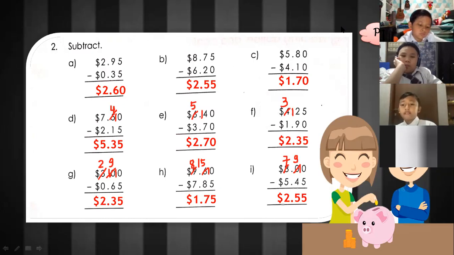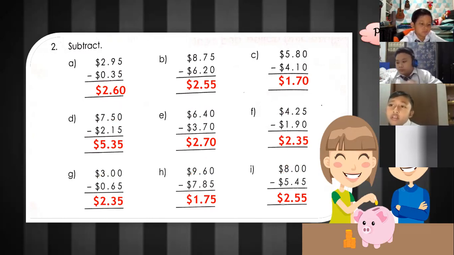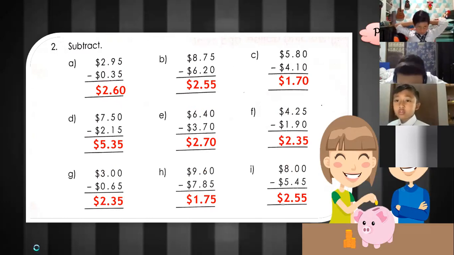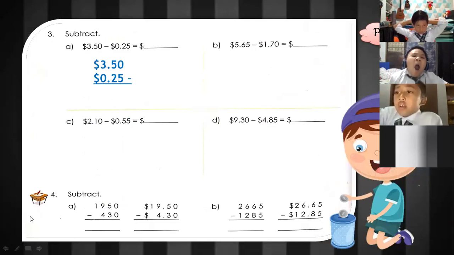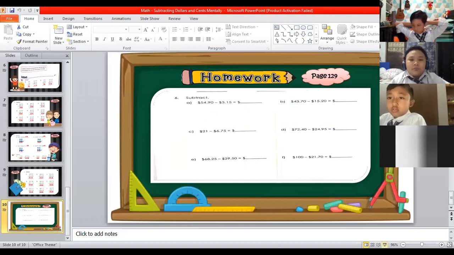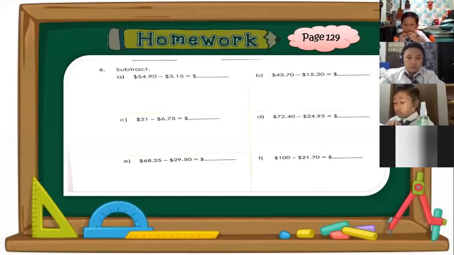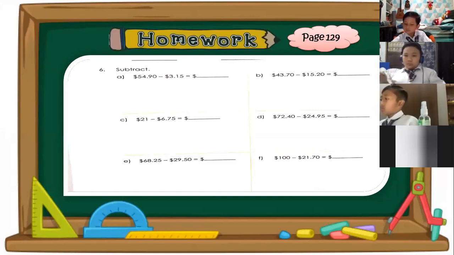Yang bawahnya ini boleh kalian kerjakan sendiri ya, nanti minta koreksi mama. Nanti yang dikoreksi Miss Yeni ada PR ya. Yang nomor 3 itu PR. PR-nya halaman 129. Ditandain ya. Page 129. Number 6. A, B, C, D, E, F.